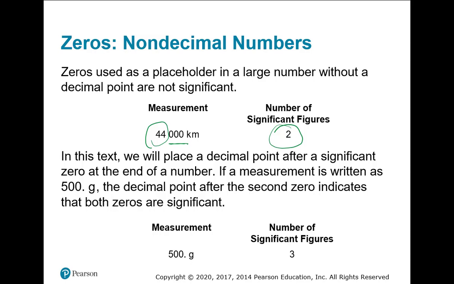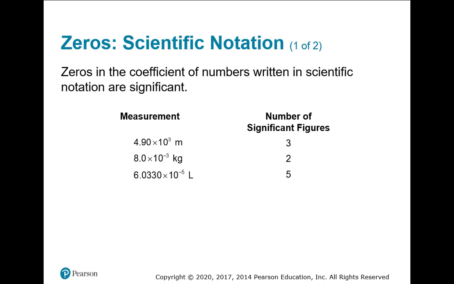However, when there is a decimal point specifically written at the end of a big number, 500 is still a big number. It's not 500 million or anything that big, but if there is a decimal point shown, then that is telling me that that is there for a reason, and all of those zeros are significant. So this would have 3 significant figures.